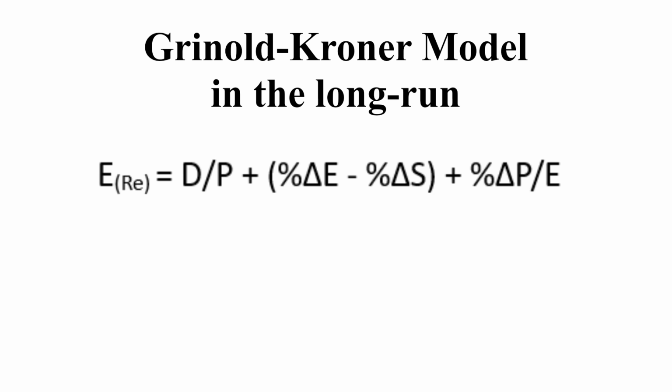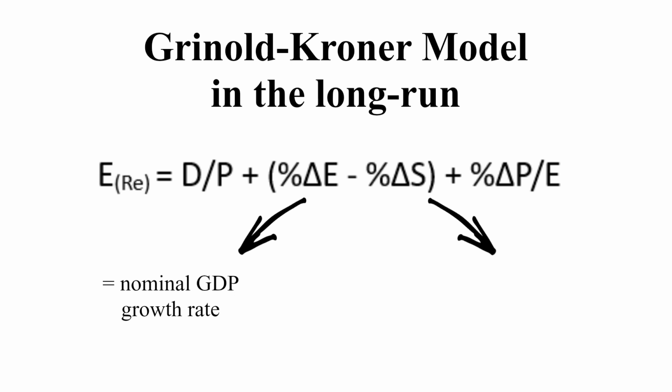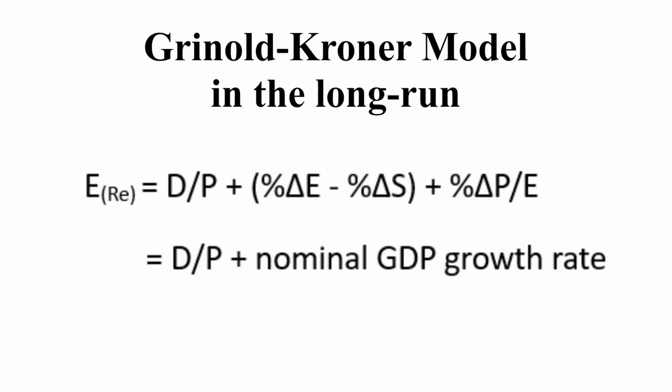In the long run, we expect the percentage change in earnings to be equal to the nominal growth rate of the GDP. We expect the percentage change in shares outstanding to be zero because a company cannot continually repurchase its own shares, as doing so will reduce shares outstanding to zero. We also expect the percentage change in price-to-earnings ratio to be zero in the long run. Therefore, in the long run, the expected return of an equity is simply the dividend yield plus the nominal GDP growth rate.